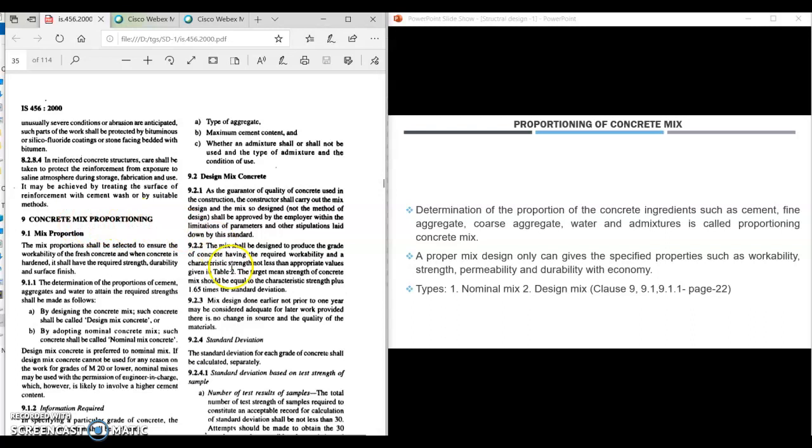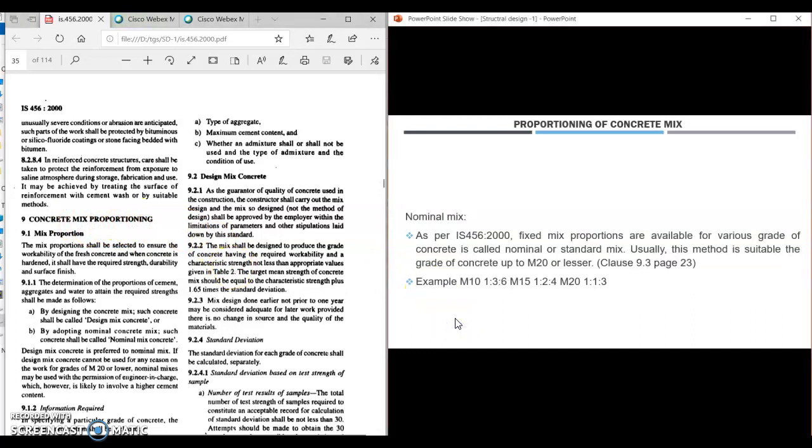Concrete mix proportion. There are two types of concrete mix proportion: nominal mix and the design mix. The nominal mix is the fixed mix proportion available for various grades of concrete, like M10, M15, and M20. M10 is 1:3:6, M15 is 1:2:4, and M20 is 1:1:3. This is mentioned in the IS 456.